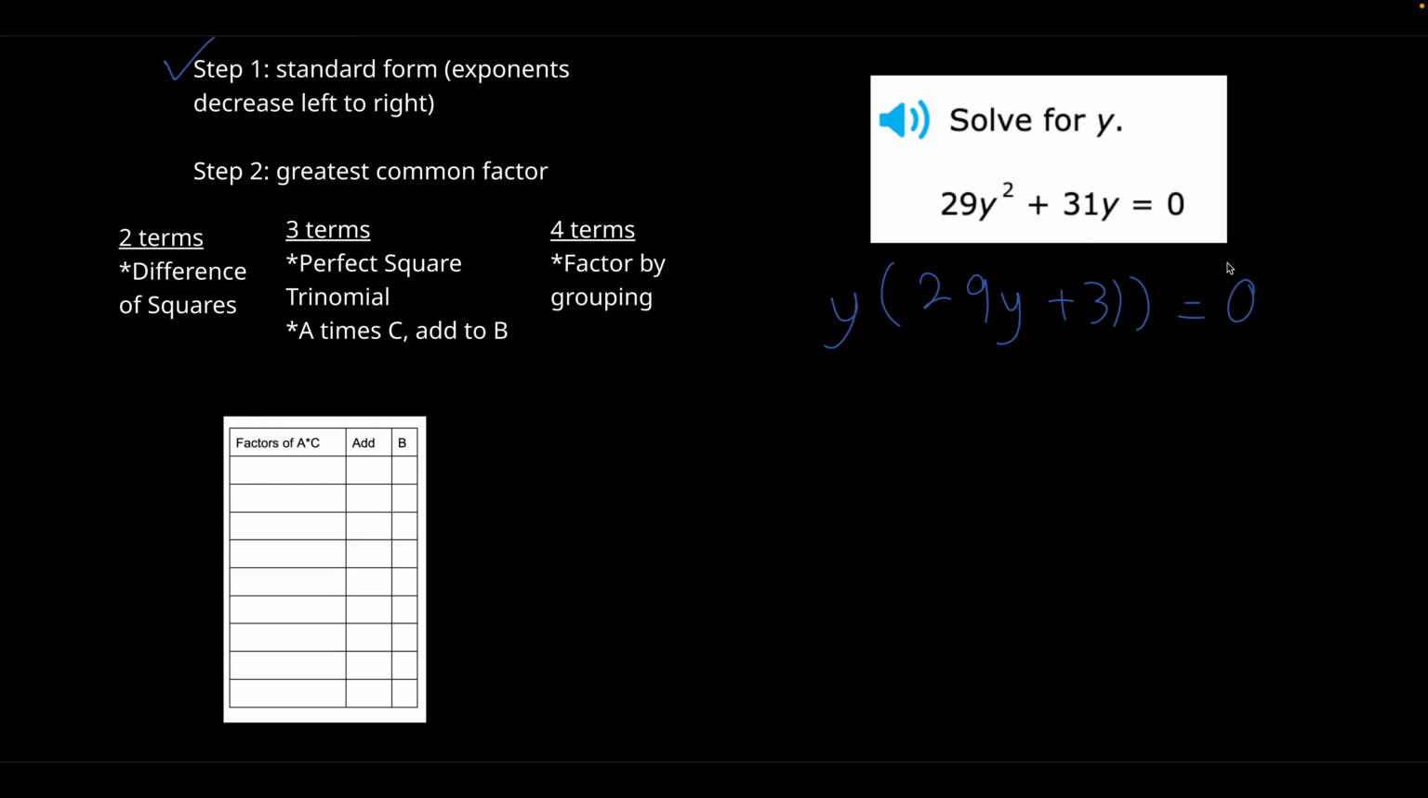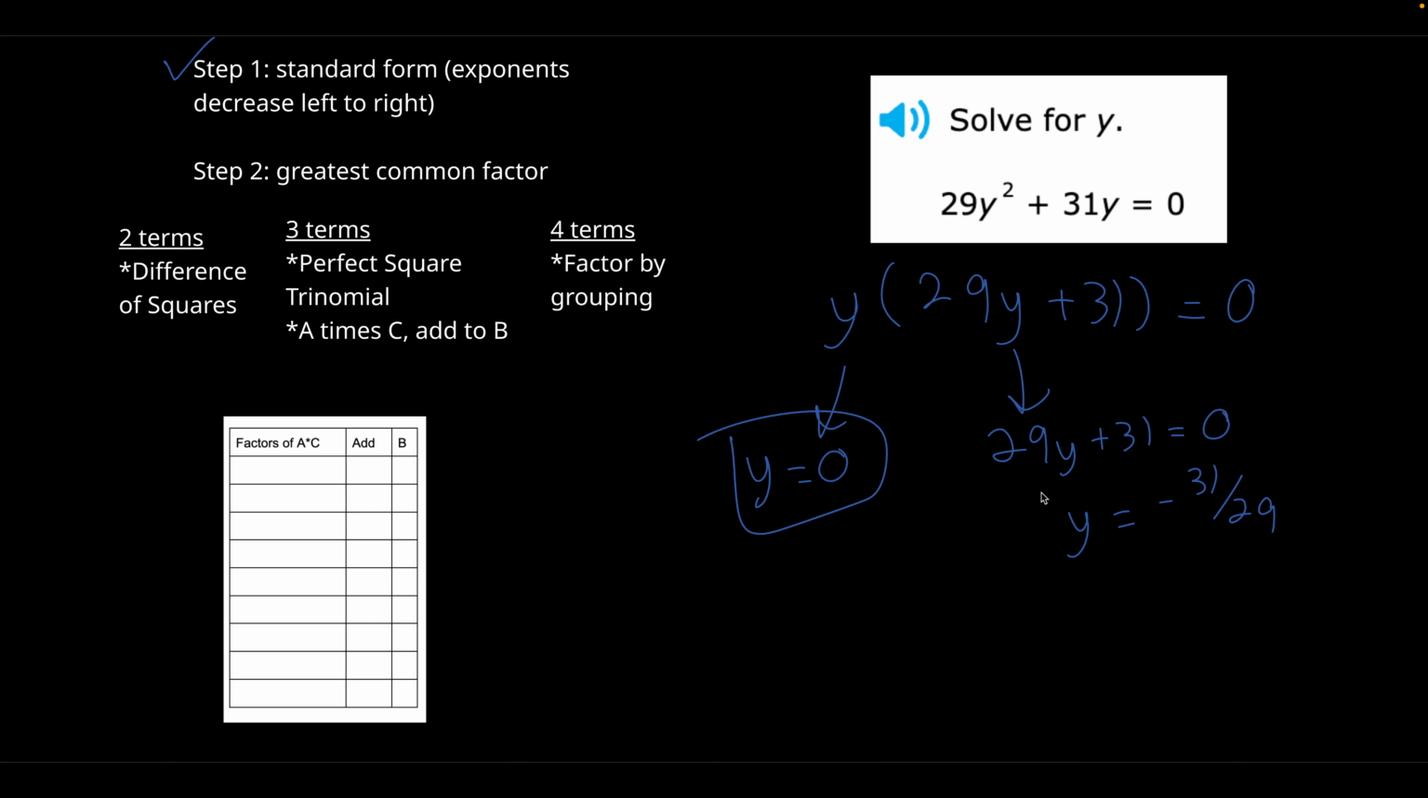Now, the good news is we're pretty much done, because you can think of this as two different parentheses. This is y times the other factor. So we're just going to do our split right away. We get y equals 0, and 29y plus 31 equals 0. This one you have to solve. When you do, you will get negative 31 over 29. So you have two answers: y equals 0 and y equals negative 31 over 29. If you see something with two terms that isn't a difference of squares, factoring out a greatest common factor might make the problem a little easier.